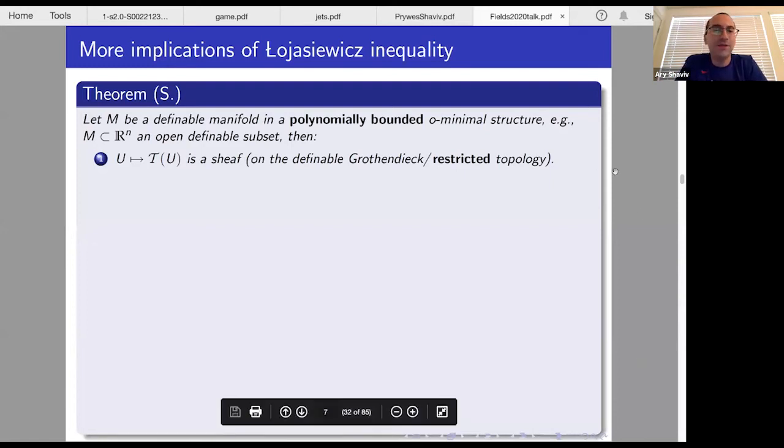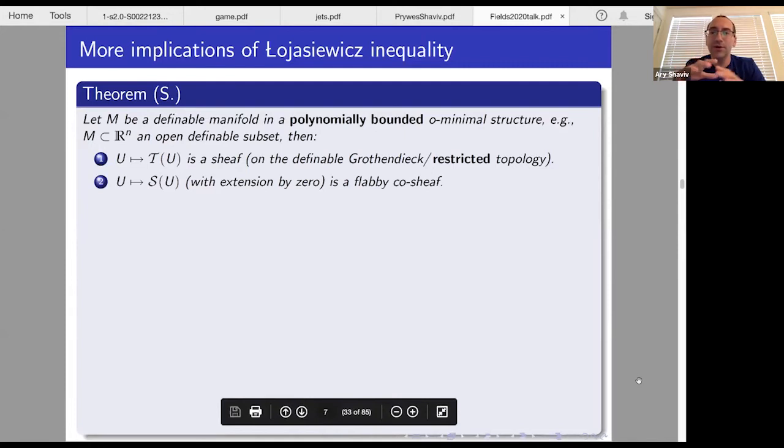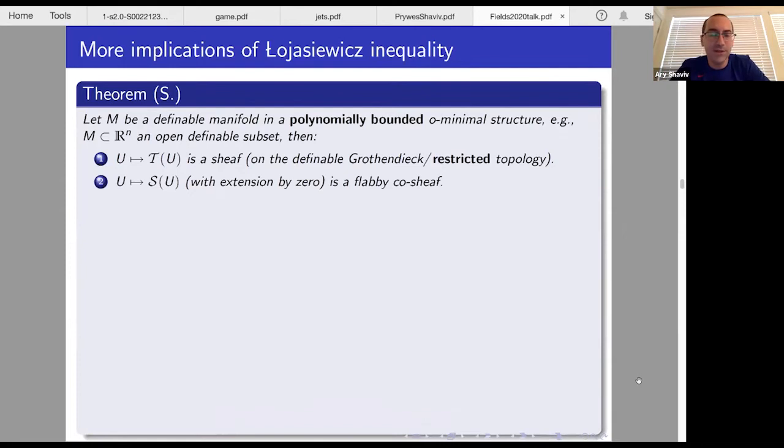So in this setting, the assignment of the space of tempered functions will be a sheaf, which is to say that the notion of tempered is local. The assignment of the space of Schwartz functions will be a cosheaf, because if we extend a Schwartz function, we get a Schwartz function on the big space. So the direction is going to bigger and bigger spaces. Flabby is like a flabby sheaf, but with all arrows reversed, which means that the extension is injective.